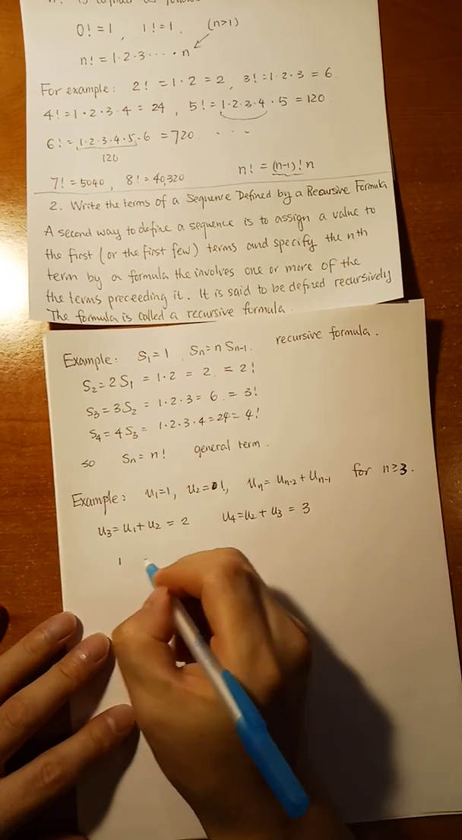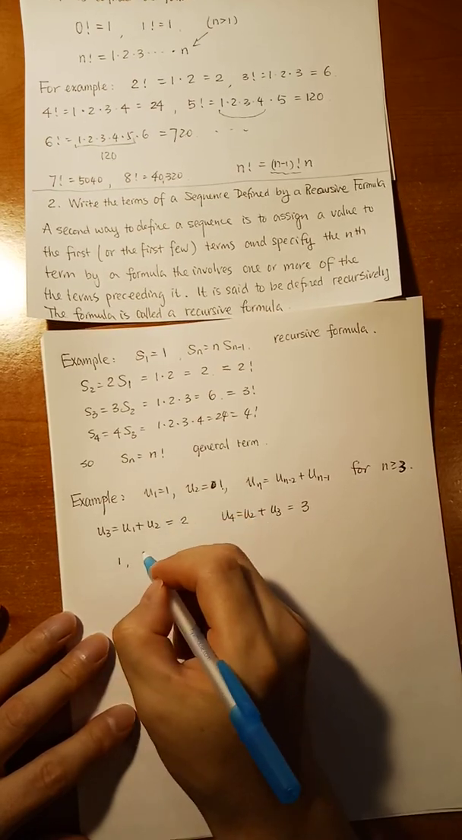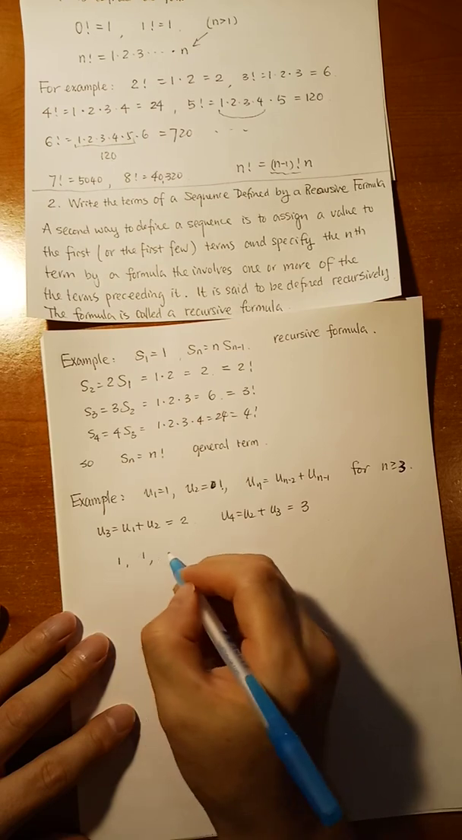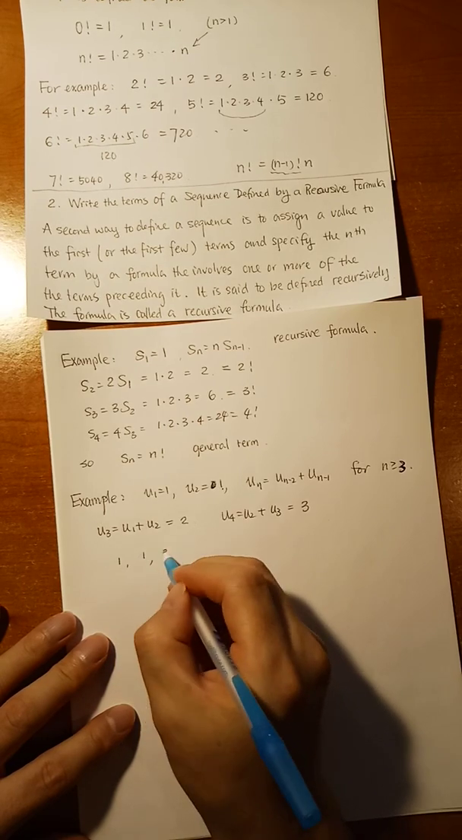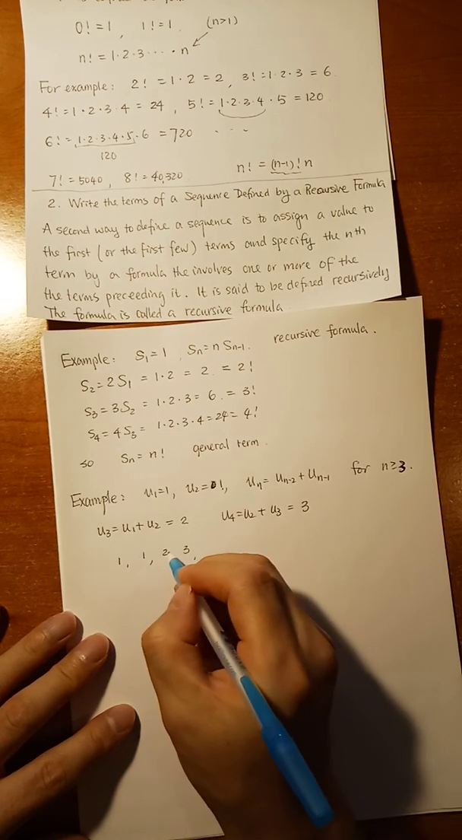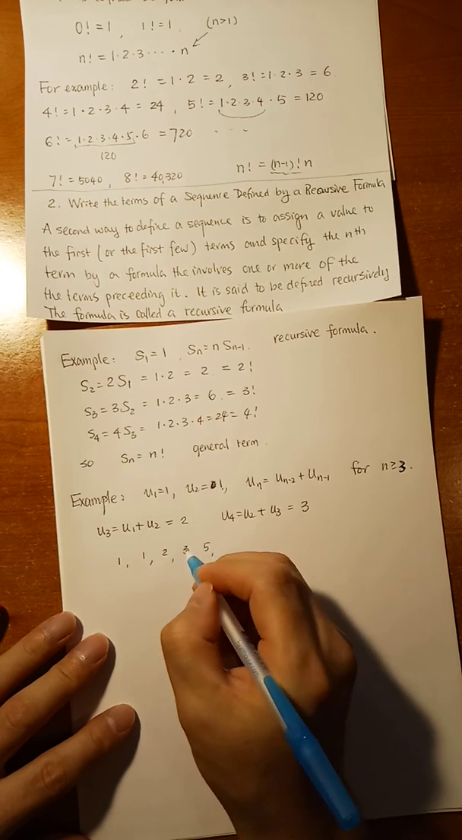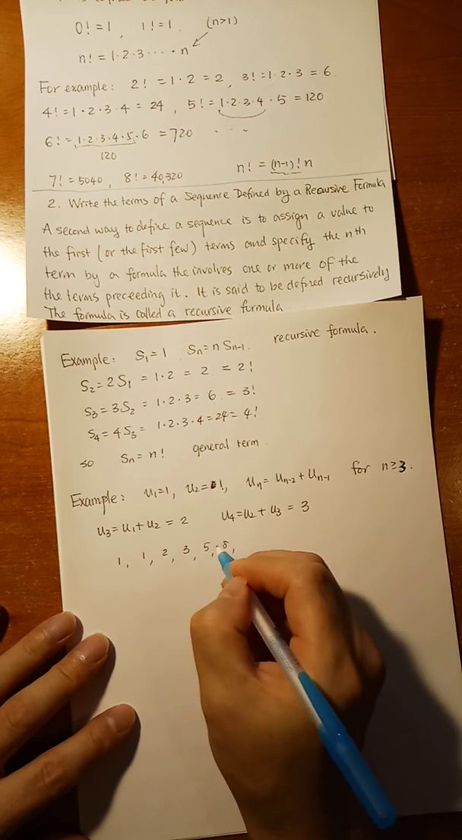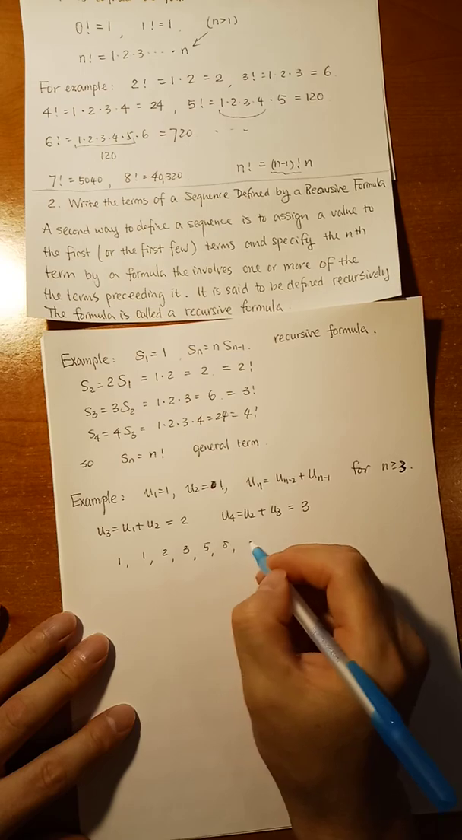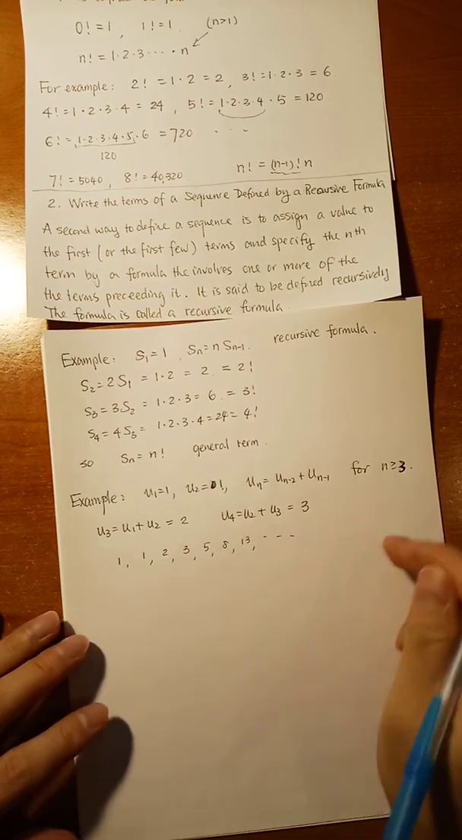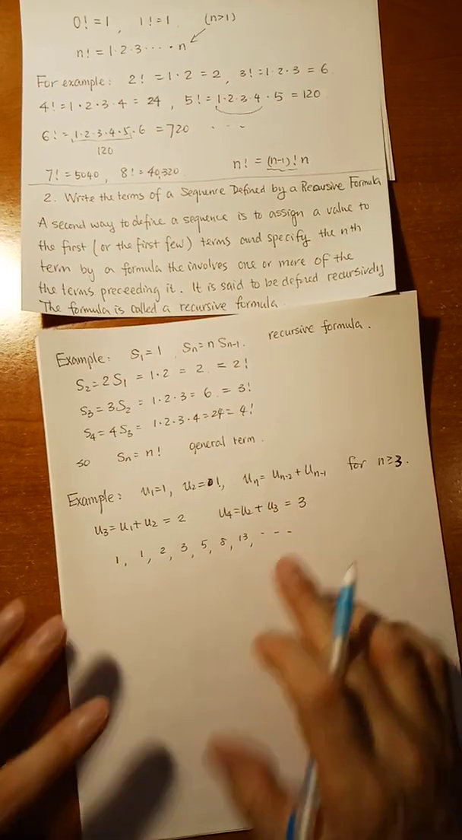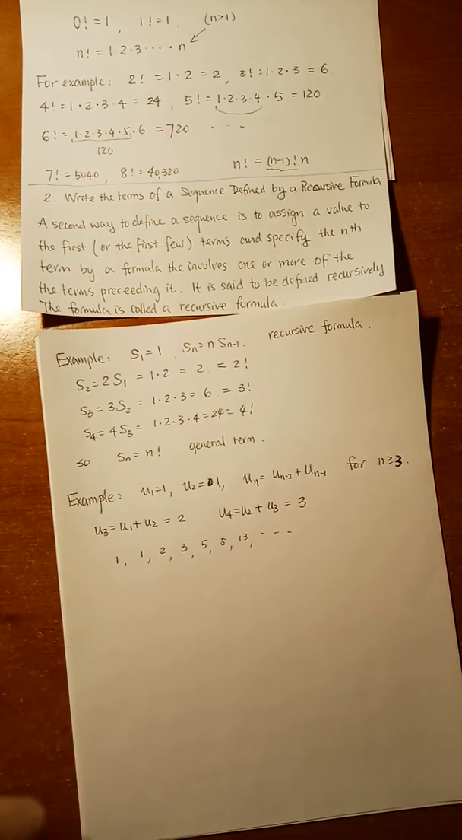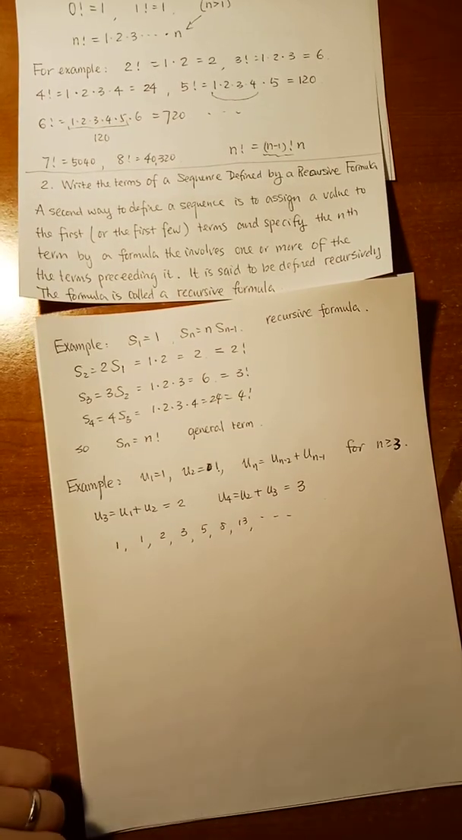So let's see. The first number is 1, and the second number is 1. You add these two, you get the next number. You add these two, you get the next number. Add these two numbers, you get the next one. Add 3 and 5, you get 8. Add 5 and 8, you get 13. So this is the pattern for how you get U sub n based on the preceding terms. Right?